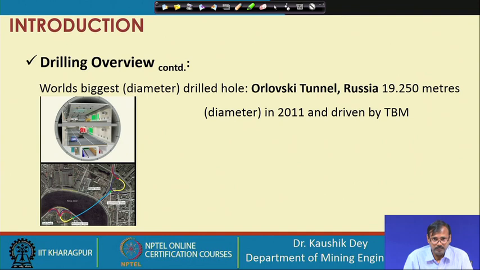And the picture which is shown to you now, this is a picture of Orlovsky tunnel of Russia, which is having a diameter of 19.25 meter. You can observe that there are three tire roadways, that is three lane roadways are available inside the tunnel, and that is in three tire basis. So, this is the largest diameter drilling example in this world.